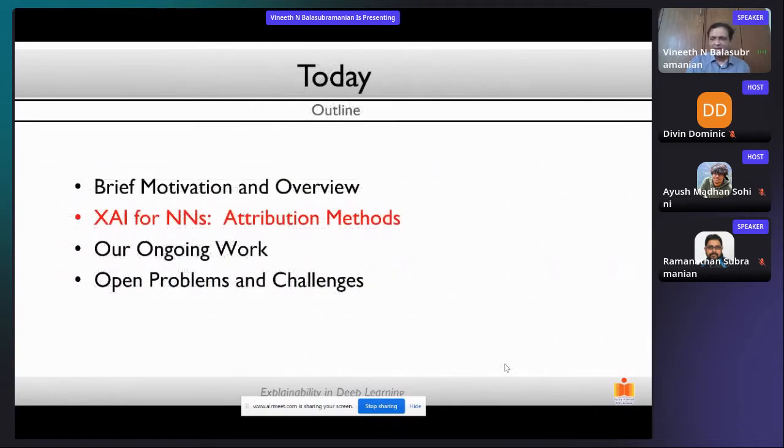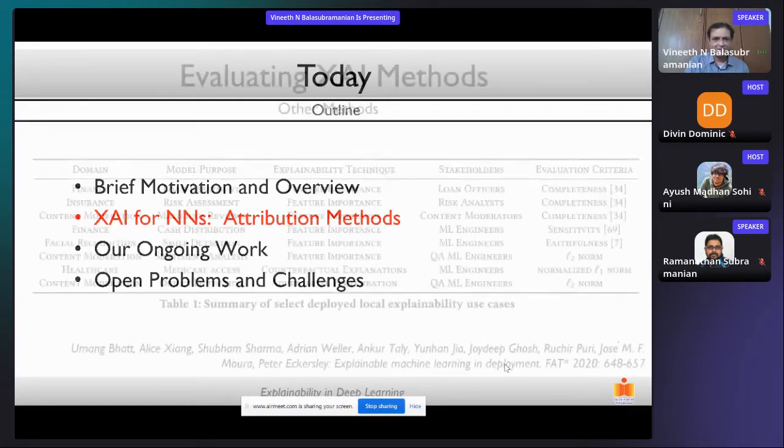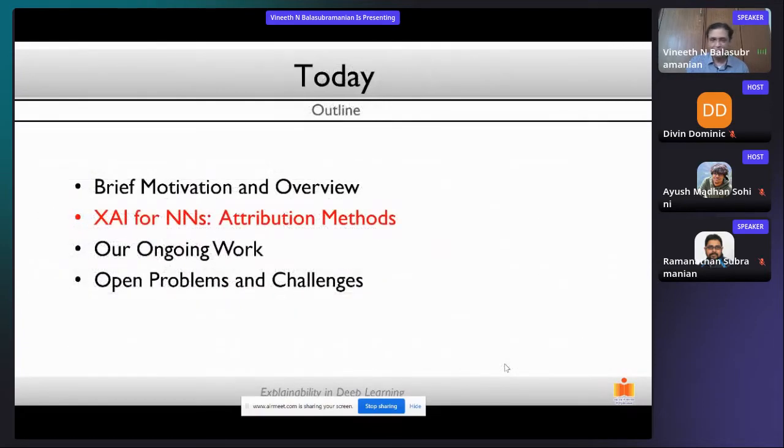Having just seen those few ways of evaluating attribution methods, let's go ahead and talk about some of these attribution methods at this point in time. Maybe let me pause here if there are any more questions before going into some technical details of these methods. Any questions at this time?